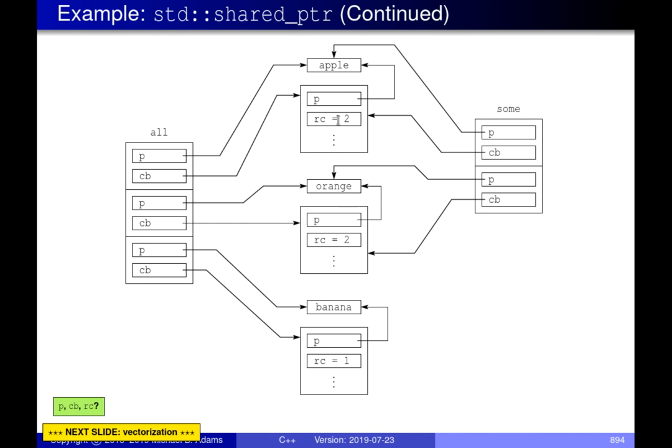So you see the reference count for apple is 2 because it's being referenced by 2 shared pointers, one in this container, one in this container. Similar for orange, it's being referenced by a shared pointer in this container and one in this container, so the reference count is 2. But this one here is only being referenced by 1 shared pointer, which is in this container, so the reference count is 1.